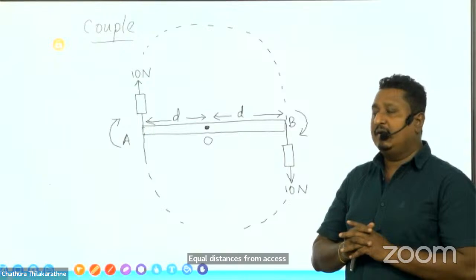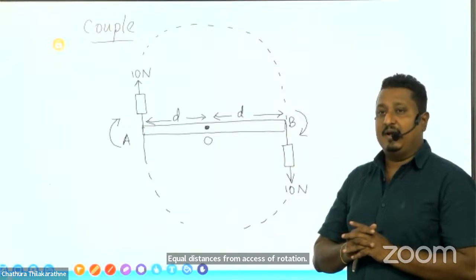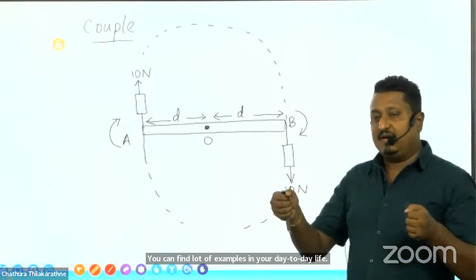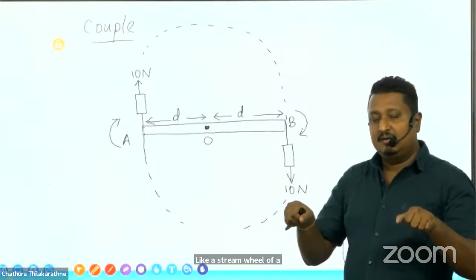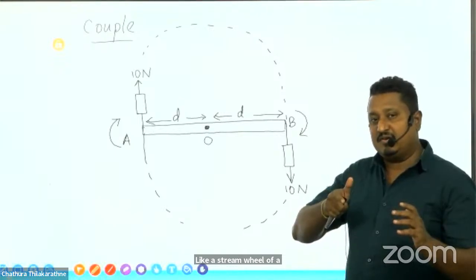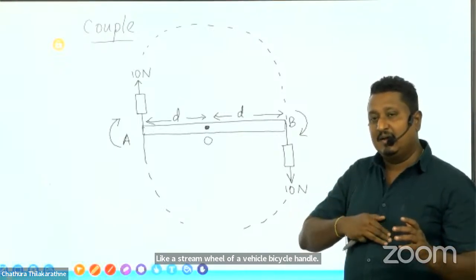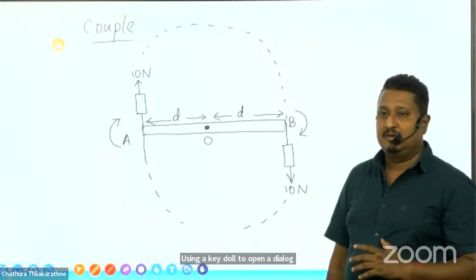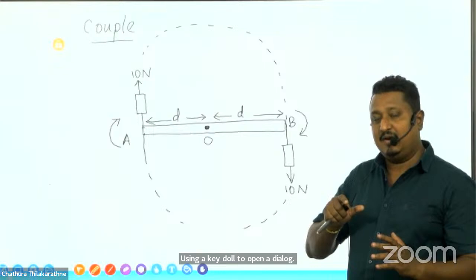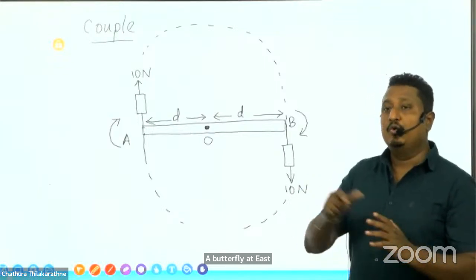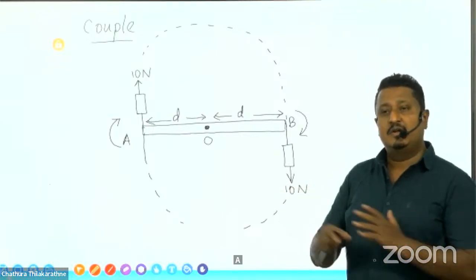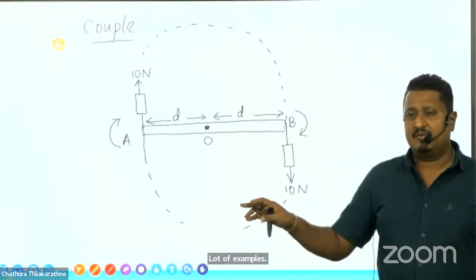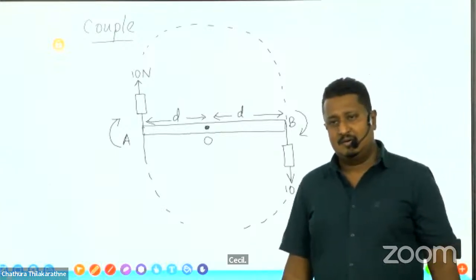You can find a lot of examples in your day-to-day life for a couple, like a steering wheel of a vehicle, a bicycle handle, using a screwdriver to tighten or remove a nail, using a key to open a door lock. A butterfly nut is rotating. A Tommy bar is used to loosen the nuts in the vehicle engine. Lots of examples. A seesaw in a park, a couple is there.